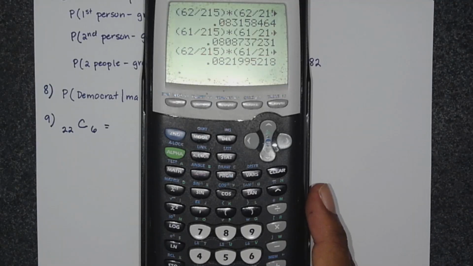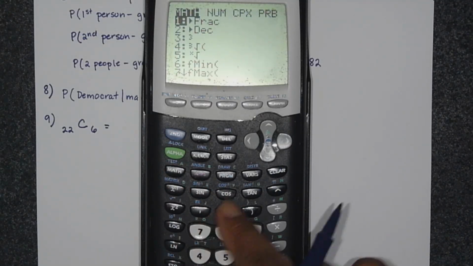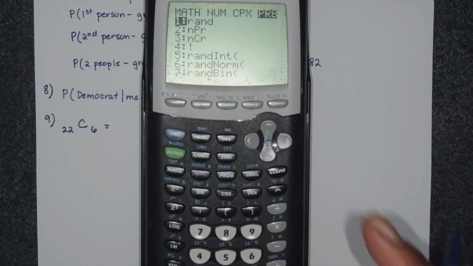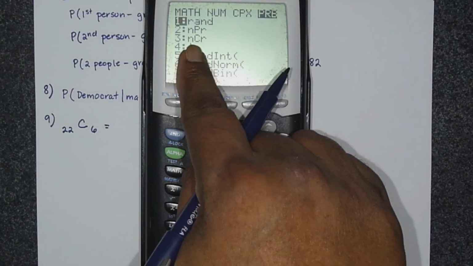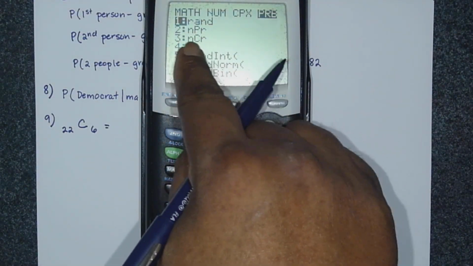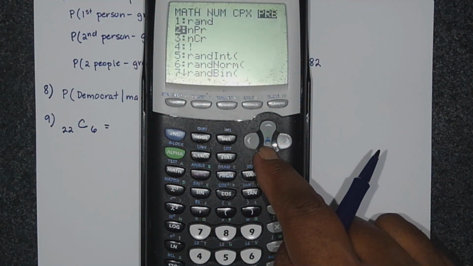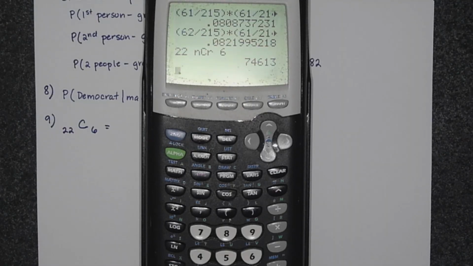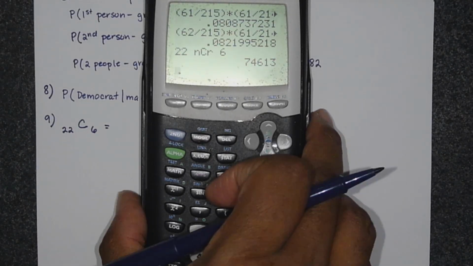So the way we're going to do that is this. I'm going to type in the number that's on the left-hand side, which is your 22, and then select the math button. We're dealing with probability, so we're going to use our right arrow key to highlight this menu that says PRB. The C is in the middle, so we're going to select nCr, which is number 3. You can go down and press enter. And then we enter the number on the right side, which is just 6, and then press enter. And it should give you this number, 74,613.